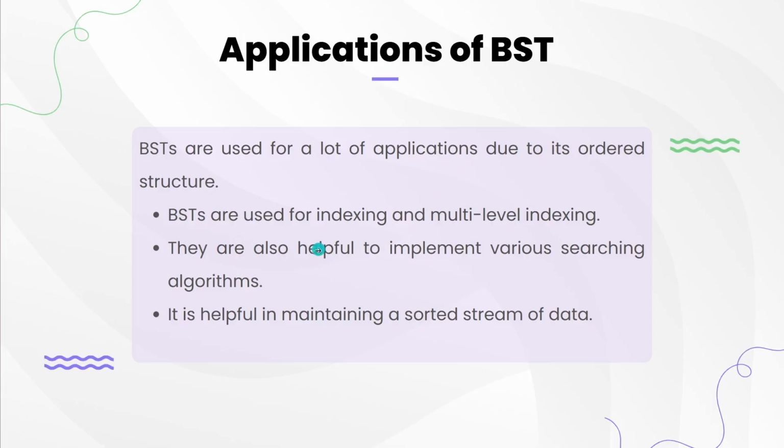So now we look at some of the applications of binary search tree. We have plenty of applications for binary search tree, just because it guarantees ordering of elements, and so it is used for indexing purposes, and it is also used for multi-level indexing. Different search algorithms also rely on binary search trees, as it greatly reduces the time for carrying out a search. And if you want the output in some sorted fashion, then you can put the elements in a binary search tree, and doing an in-order traversal would always guarantee you an ordered listing of elements.